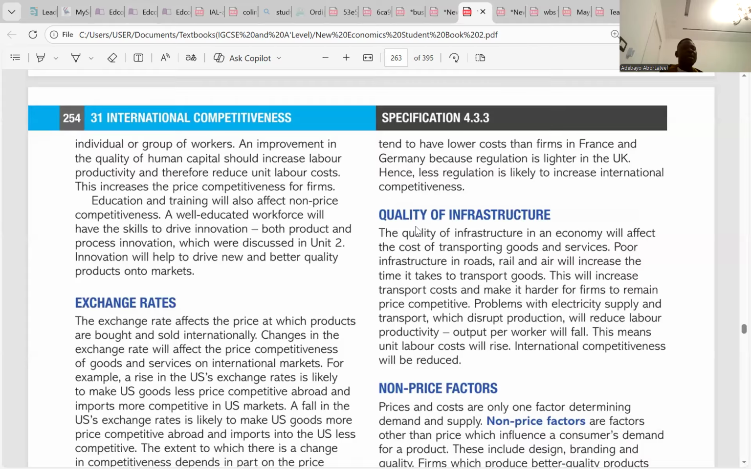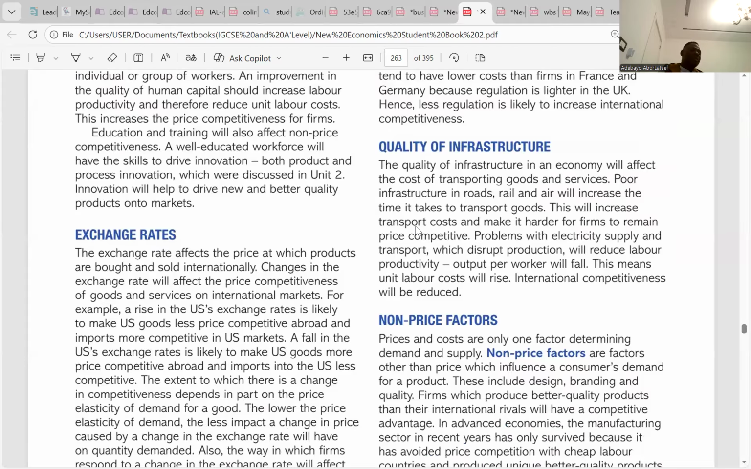That's the factor there. Another factor that could also influence how internationally competitive a country is, or firms in the country, is the quality of infrastructure. And when it comes to infrastructure, we're talking about transportation, road network, electricity, communication, and let's read anyway. Quality of infrastructure. The quality of infrastructure in an economy will affect the cost of transporting goods and services.